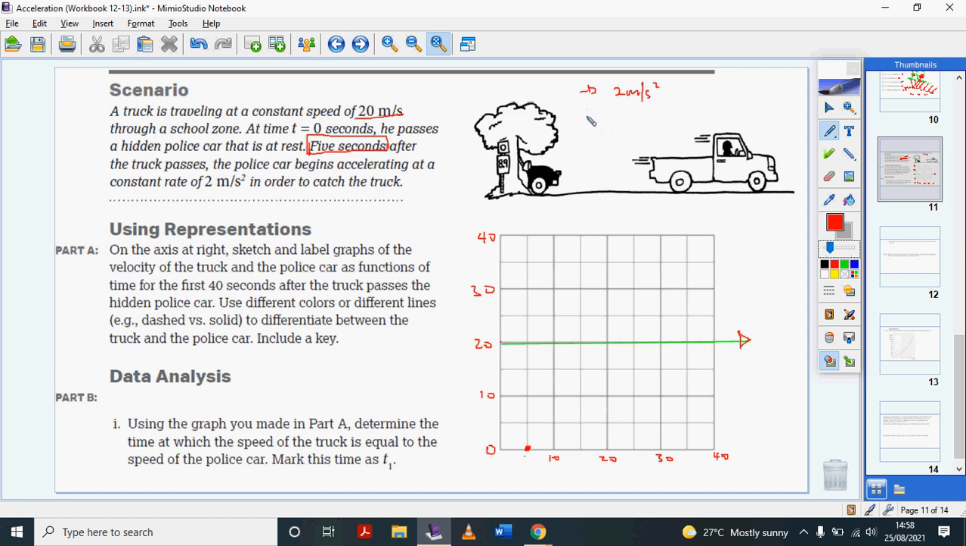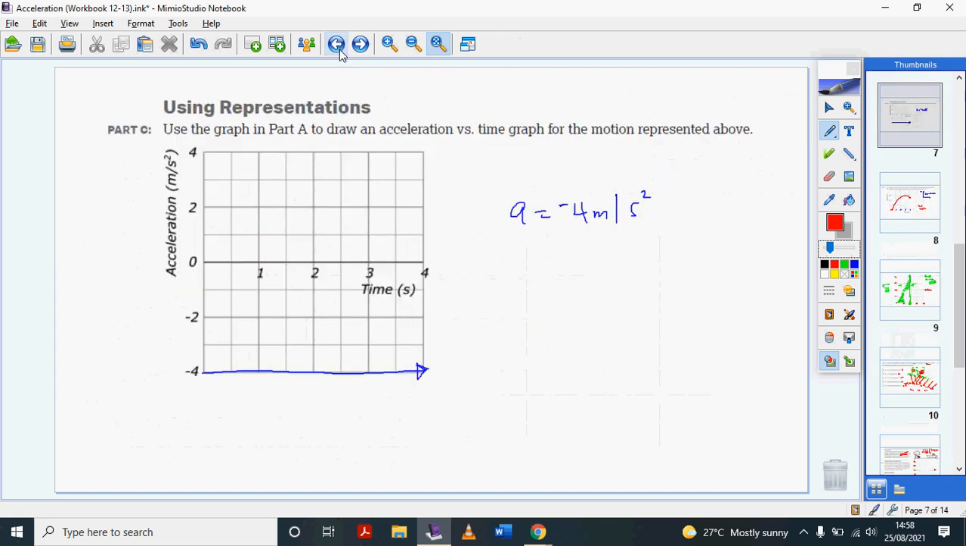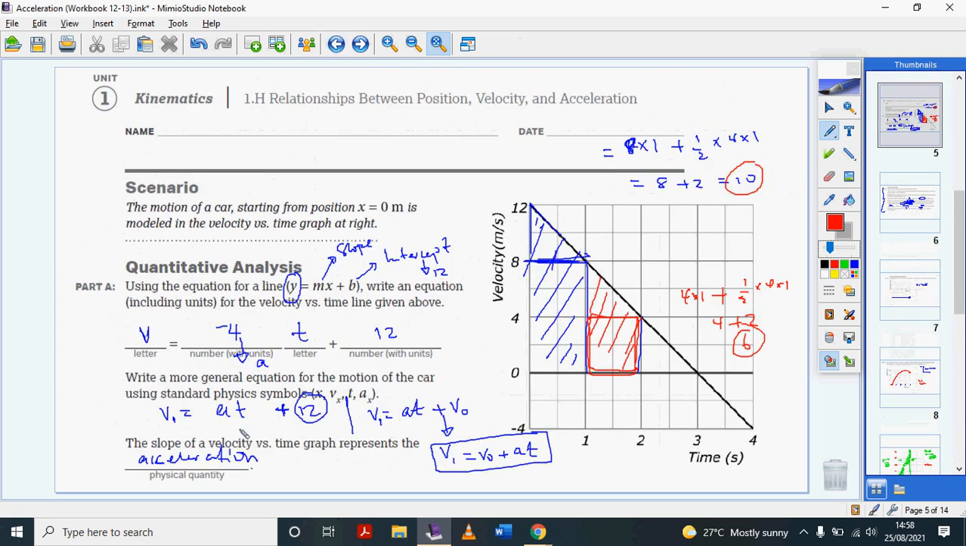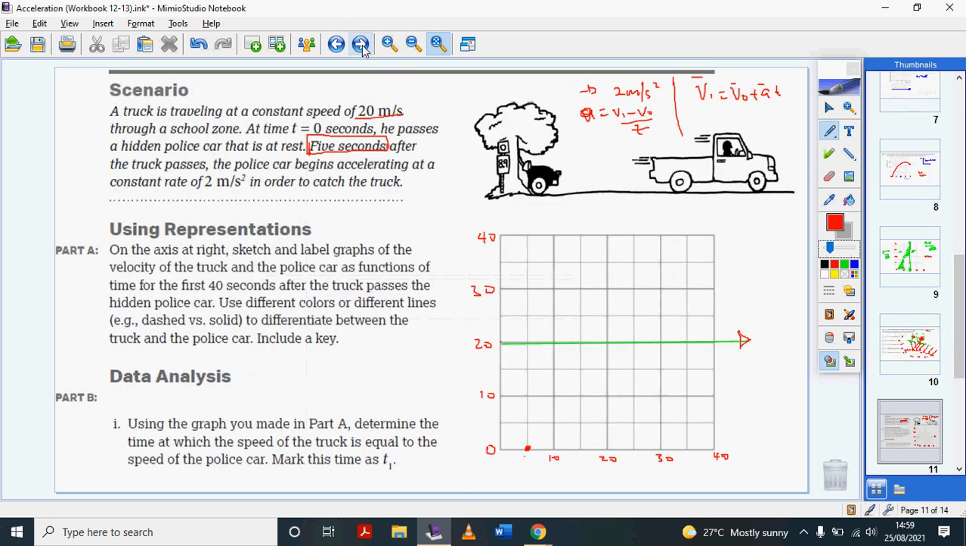But if it's 2 meters per second squared, then its velocity after 1 second, because remember, acceleration is the change in velocity, v1 minus v0 divided by time. If I want to find velocity, I rearrange this equation, and it becomes v1 equals v0 plus acceleration times time. We also discussed it a few days ago: v1 equals v0 plus at. So I can find the police car's velocity at any time.